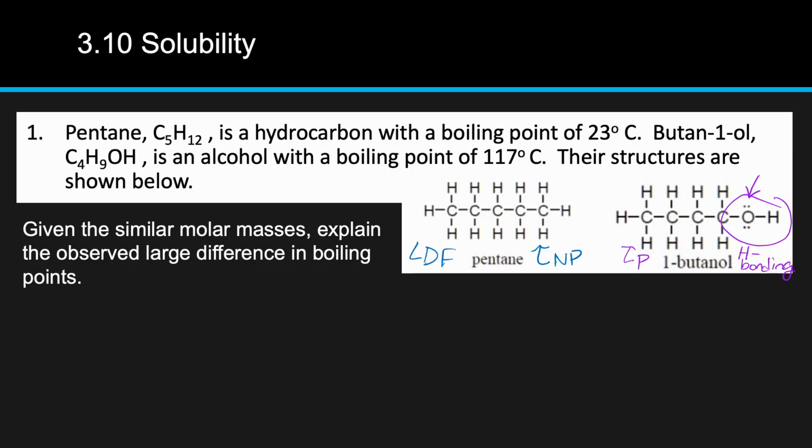Now, we know from our past lessons on intermolecular forces that hydrogen bonding is one of the stronger intermolecular forces. So because butanol has much stronger forces between the molecules in a sample, it's going to take a lot more energy to break them apart, which is why its boiling point is so much larger than that of pentane that only has London dispersion forces.